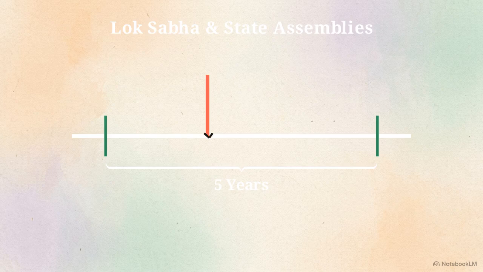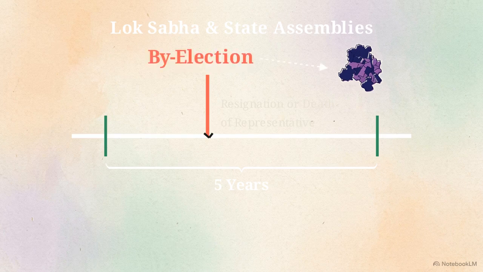In India, general elections for the Lok Sabha and state legislative assemblies are held at a standard interval, once every 5 years. But sometimes that timeline breaks. If an elected representative resigns or dies before completing their term, an election is held only in that specific constituency to fill the vacancy. This is called a by-election.